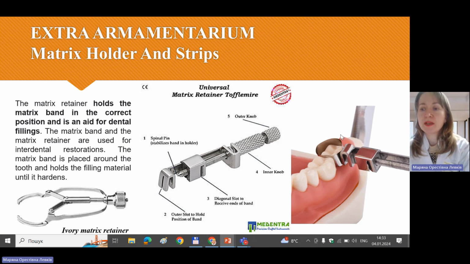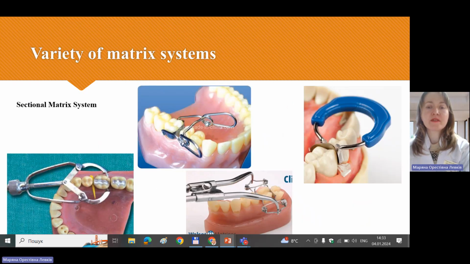matrix retainer, Toffler-Mir, and matrix band fixed around the tooth to restore the proximal surfaces of the tooth. Another design of matrix retainer is also available, the ivory matrix retainer, such type. And this picture gives you an idea of the variety of matrix systems that are on the dental market. You can see the ivory matrix system, and other designs that are popular and can be used in the treatment of tooth decay, in the restoration of tooth decay.